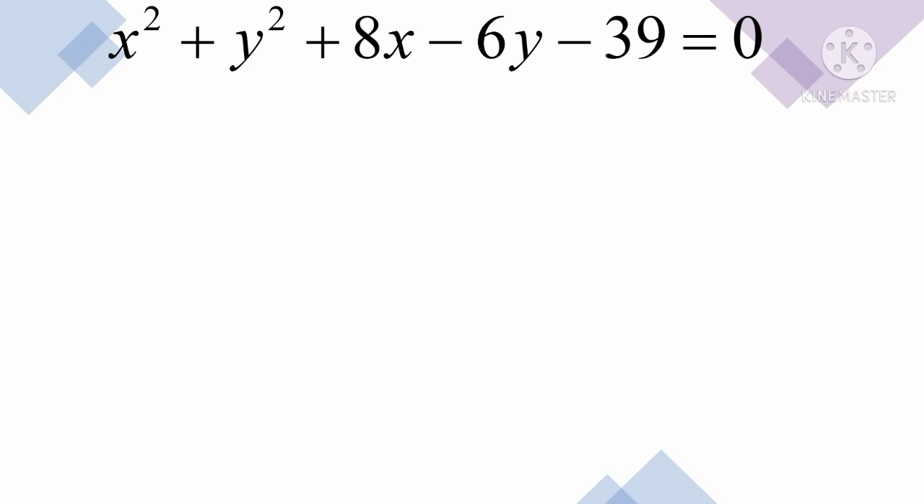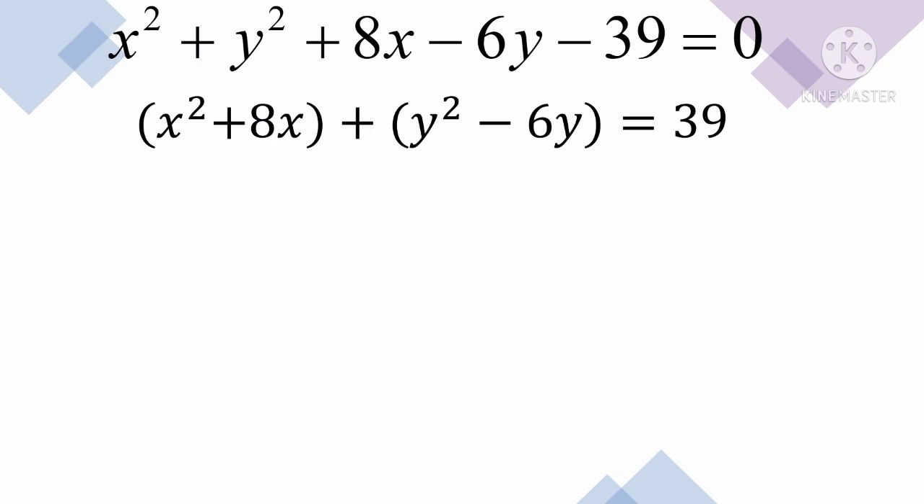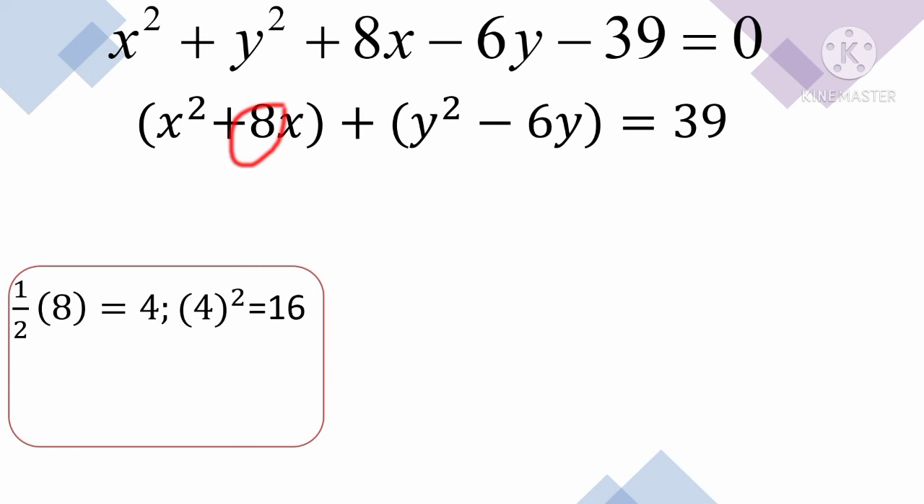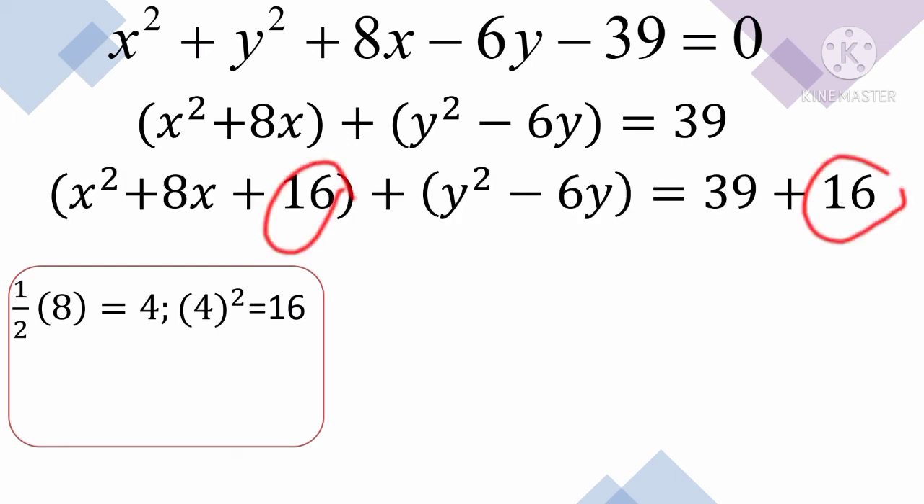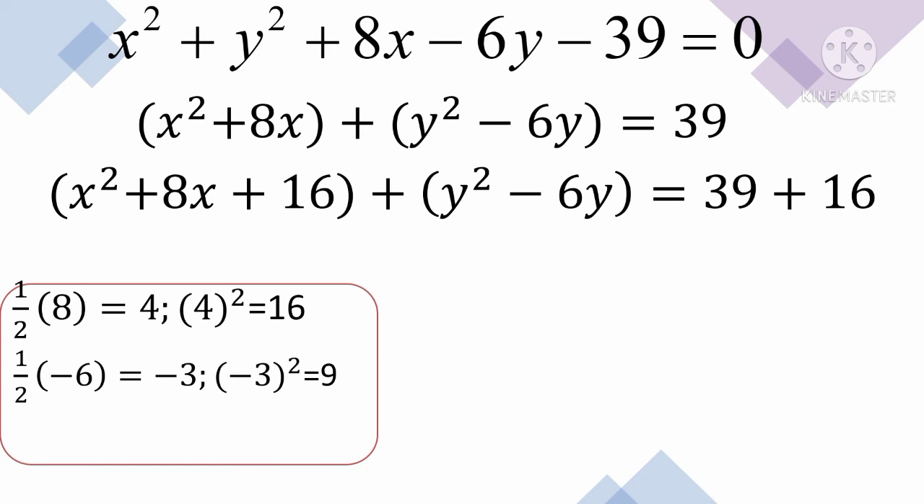As I've said earlier, combine the like variables. For the middle part, which is 8x, half of 8 is equal to 4, and then multiply by itself: 4 times 4 equal to 16. Since you add 16, on the right side you will also add 16 for our equality property. And then another one is we have y squared minus 6y.